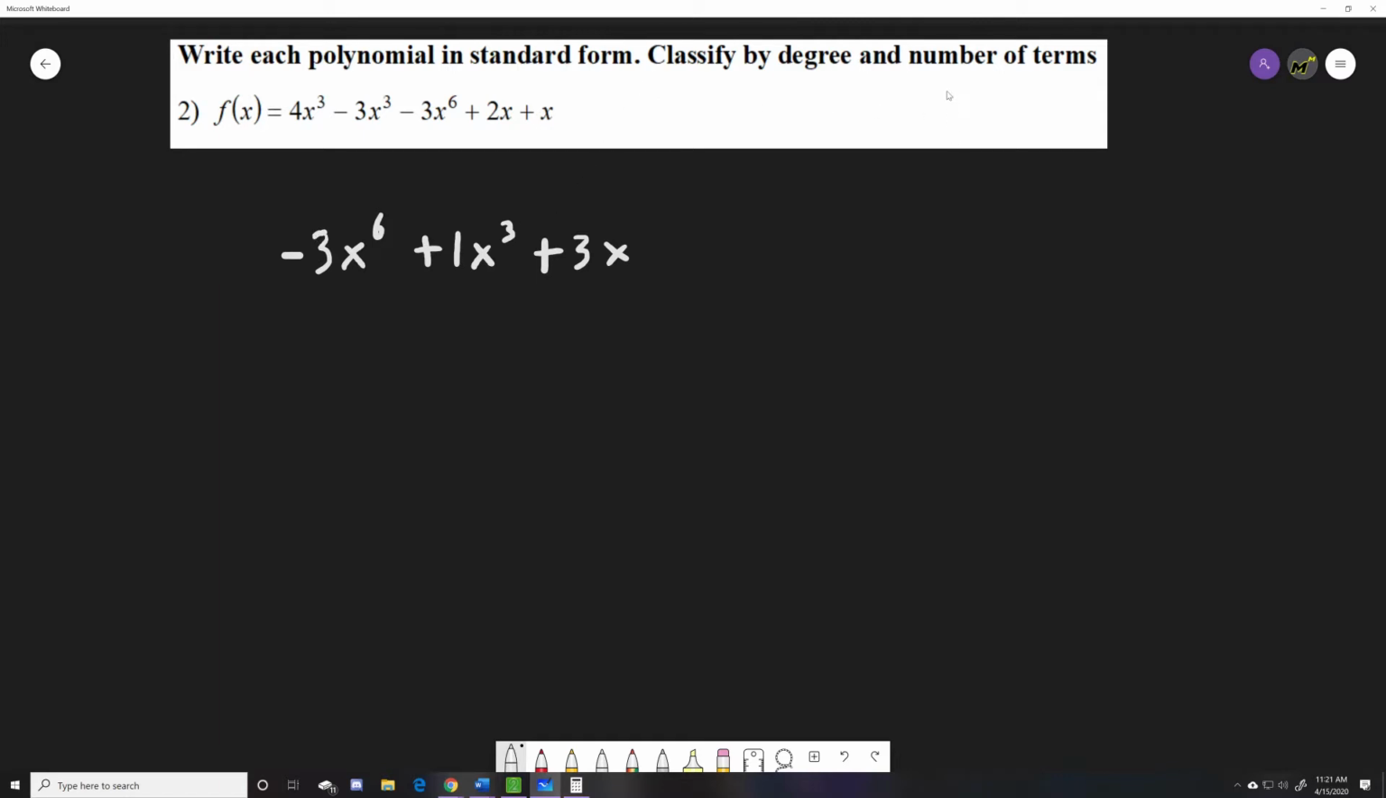So now classified by degree and number of terms. Well, the biggest degree is 6, and there is an official name for it, but the general rule of thumb is that for degrees bigger than 5, you can just say, hey, it's a polynomial of 6 degrees. And with 1, 2, and 3 terms, it'd be a trinomial. So we're going to say this is a trinomial of 6 degrees.